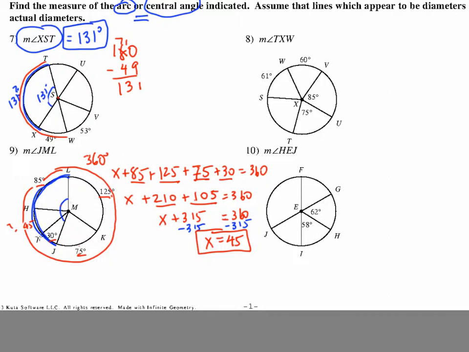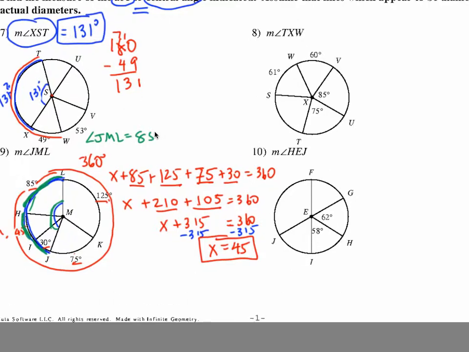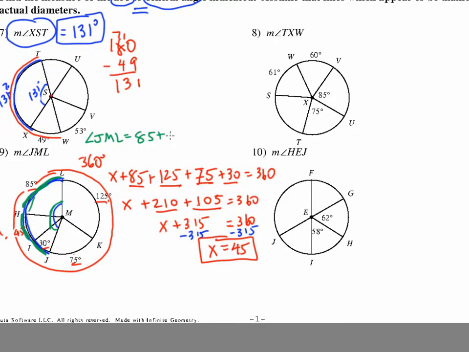So now that we know what this is, we can finally figure out what the entire angle is going to be, right? So we filled in this because we needed it to find the whole angle here. Remember, we're going from here to here. The answer is not just 45, right? It's not just this. So our answer is going to be 85 right here plus 45 plus 30. So angle JML equals 85 plus 45 plus 30.